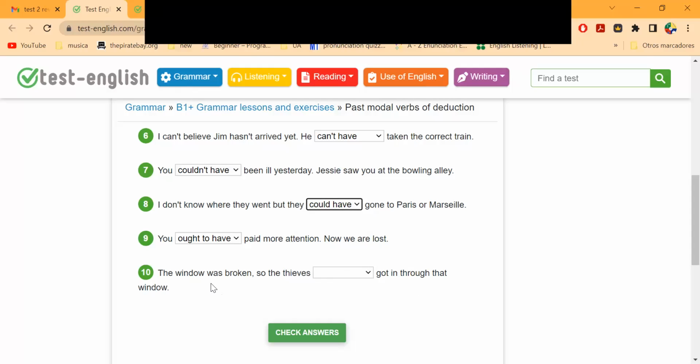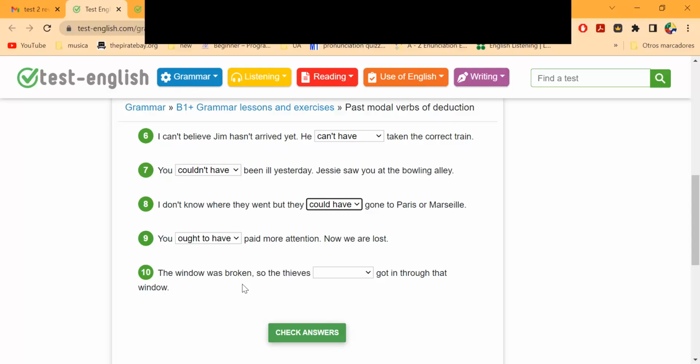Y también en presente. That could be, that might be, that may be. En presente sí se puede ocupar el can, ¿ya? That can be, ahí tenés más posibilidades, pero no así en past speculation, con el can have.